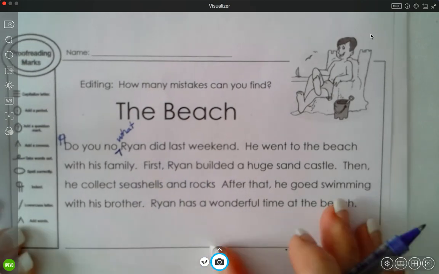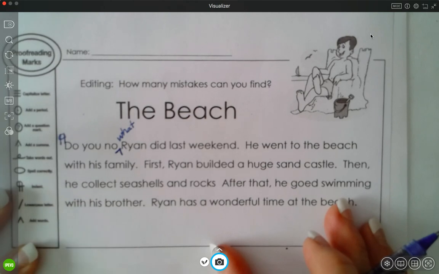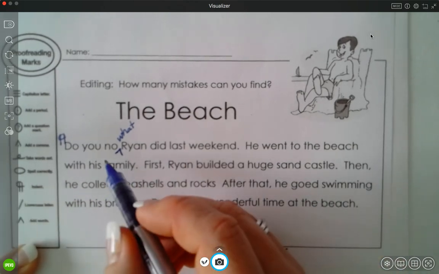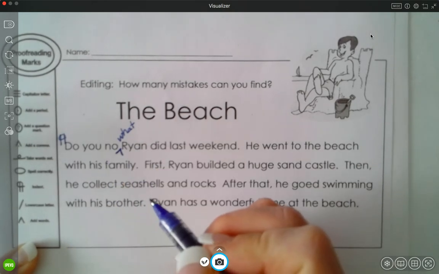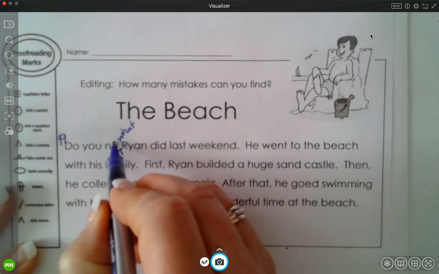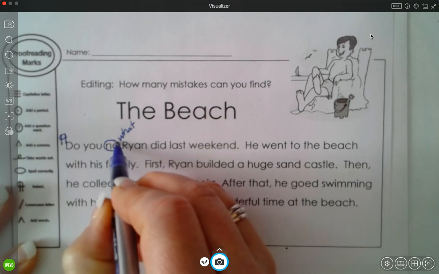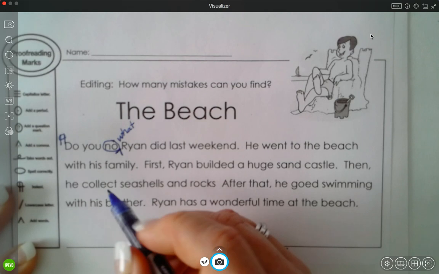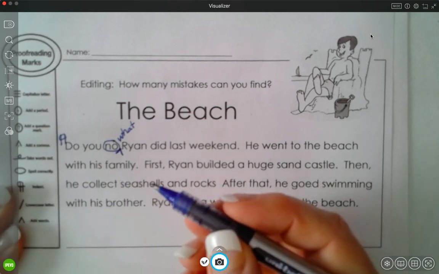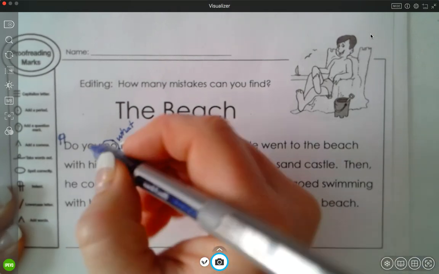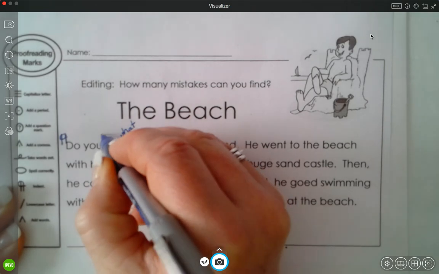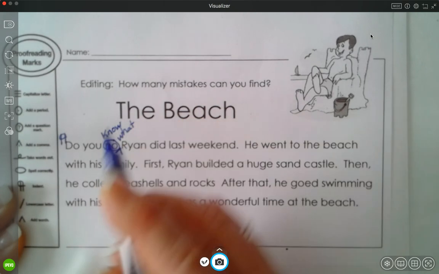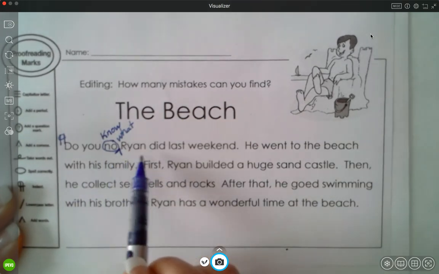I also can tell that there is a grammar error. So I'm going to circle a word that I know is incorrect. It's not the right spelling of the word. This no means not. I need the kind of no like knowledge in my head. So I need to circle this word, and it should be written as K-N-O-W. Do you know what Ryan did last weekend?